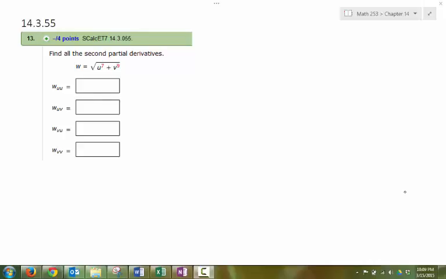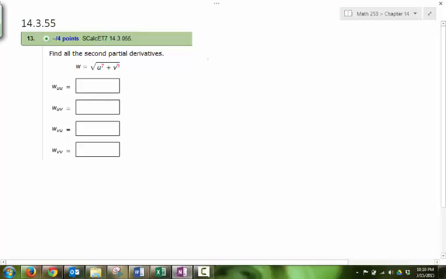This assignment is asking us to find all the second partial derivatives. First, we need to find the first partial derivatives. Let's find w sub u. So if we write this original function as (u to the 7th plus v to the 9th) raised to the 1/2 power, this is going to be 1/2 (u to the 7th plus v to the 9th) to the minus 1/2 power times the derivative of the inside with respect to u, and the v would be gone.